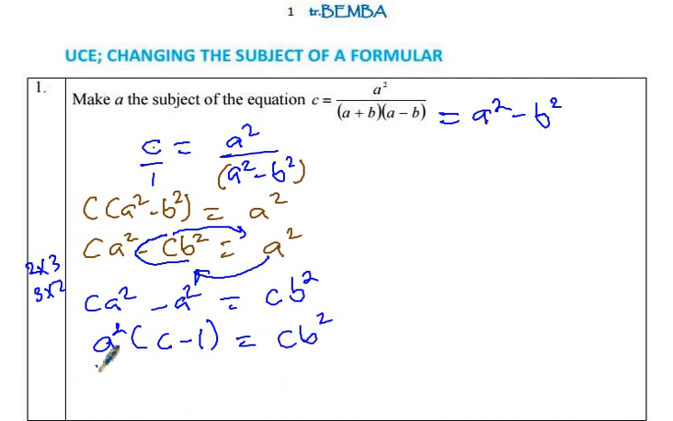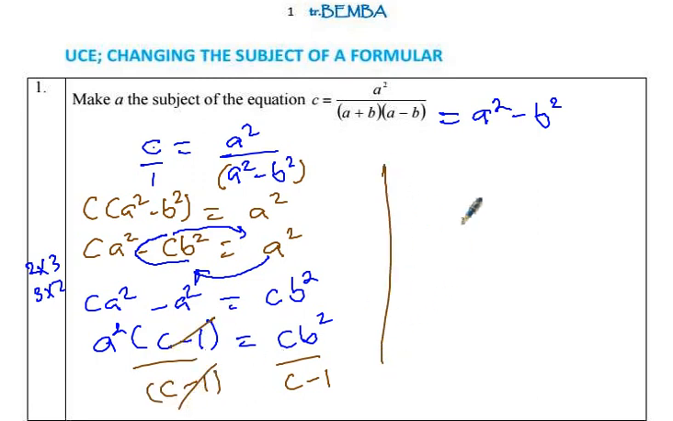And from that, since this is a multiplication, I can divide on both sides by C minus 1. I also divide on this side by C minus 1, right? Now this bracket will disappear, and after that I can write A squared is equal to CB squared out of C minus 1. Are we good with that? Then the only thing I need to do is to put away the square here, this power 2 here.